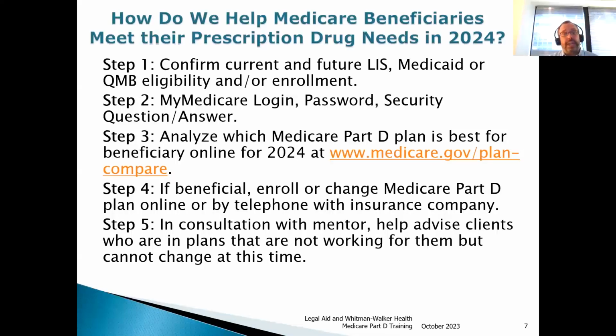If it is beneficial to change, we will enroll the Medicare enrollee into a new Part D plan online. We could also do it by telephone, but generally we do it online through the Medicare.gov Plan Finder tool. And then in consultation with your mentor, help advise clients who are in plans that are not working, but who also may not be able to change plans at this time, or maybe there's not a good other option. There are some things that we can do in those situations, at least in terms of providing advice to help people with their plans, or with their medications, I should say.